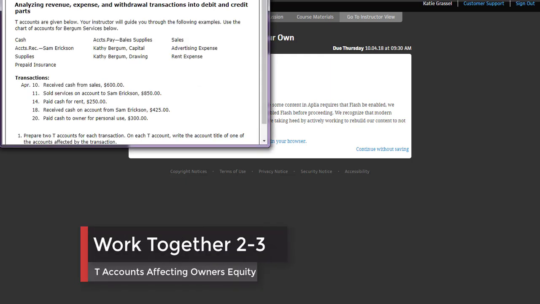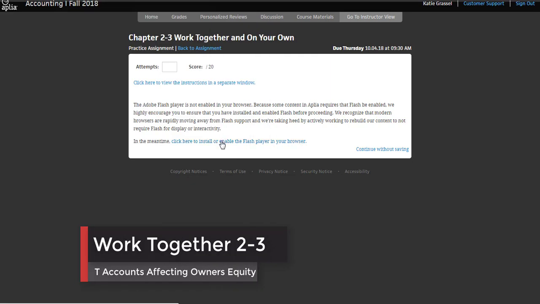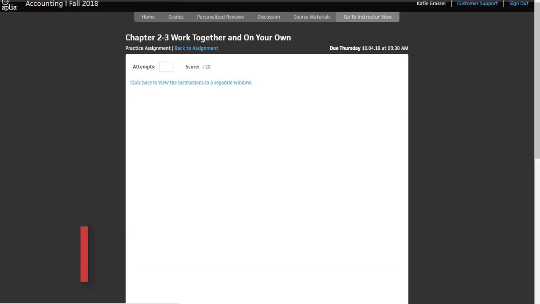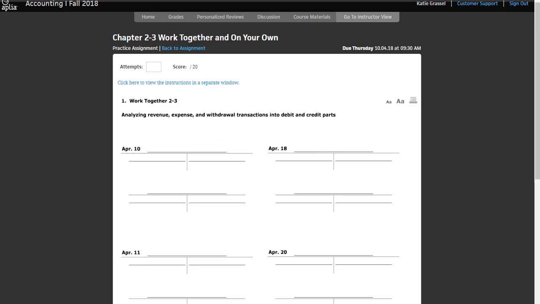Work Together 2-3 is available for you. And our directions for Work Together 2-3 read, T accounts are given below, and your instructor will guide you through the following example. Use the chart of accounts for Bergam Supply.